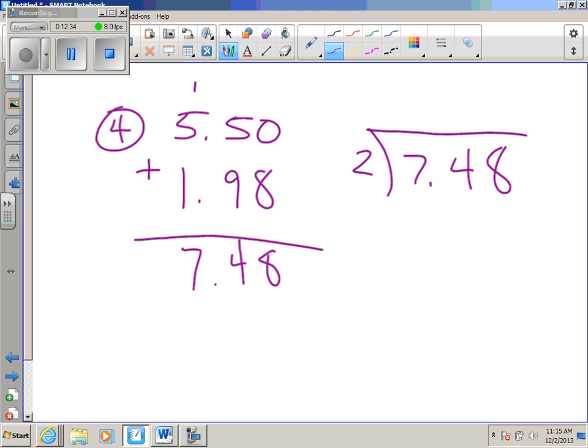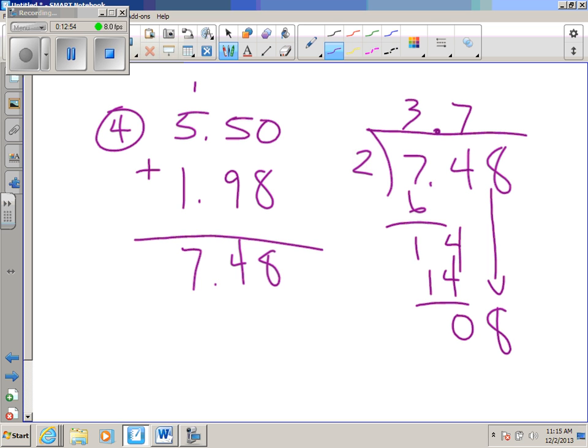So now, not only do we add with decimals, we're also going to divide with the decimal. Are we dividing by a whole number? Therefore, I can carry that decimal straight up to the top. 2 into 7 is 3 times. 2 into 14 is 7. And then 2 into 8 is 4. So they each paid $3.74.